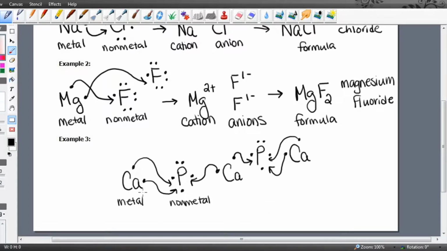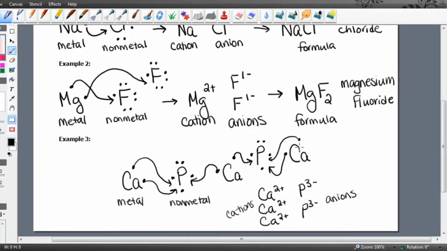Do you see how I now have 3 calcium atoms that each donated 2 electrons? So if I was to draw those all as ions, I would have a calcium 2+, a calcium 2+, and a calcium 2+. I have 3 calciums, each with a 2+ charge. And I have 2 phosphorus atoms, each with a 3- charge. So remember, these are my cations. Over here, these are my anions. And I am canceling out my charges at a 6+ and a 6-.